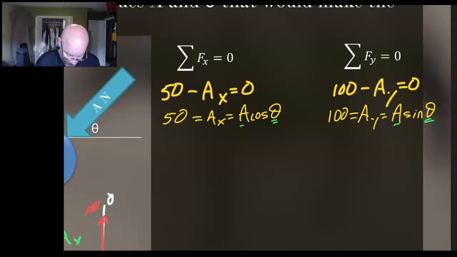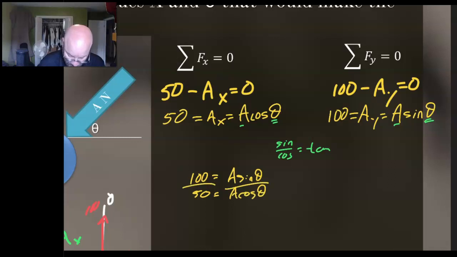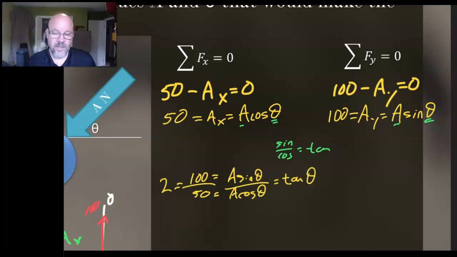The way we're going to roll with this is, a favorite trick of mine is to divide things. I've got a sine and I've got a cosine right there, and I know that sine over cosine is going to give me a tangent. So I'm going to take my equation with my sine: 100 is equal to A sine theta. And then I've got 50, which is equal to A cosine theta. I'm going to divide these two, and I get 2 over here. My A's cancel to leave me with tangent of theta. So I know that the tangent of theta has to equal 2. If I run the numbers and use my inverse tangent, I get 63.4.